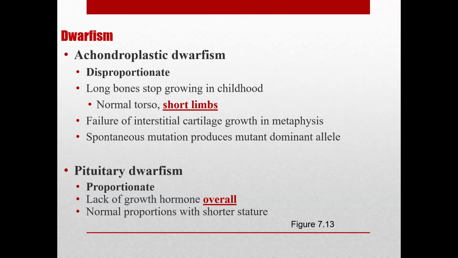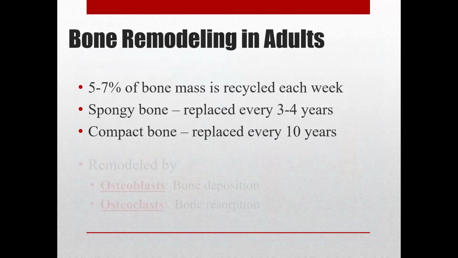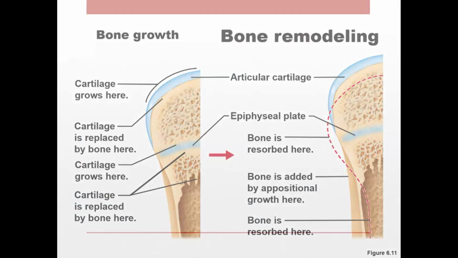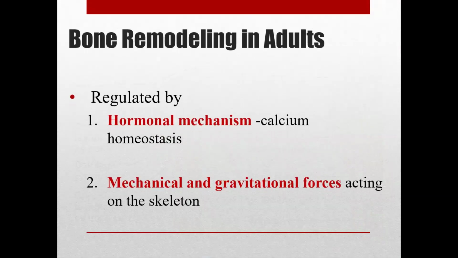The disorders we're going to worry about are osteoporosis, osteomalacia, and some fractures. So that's going to be our focus. We can skip this for now. Just know you'll hear about that in A&P 2 with growth hormone. That's just all review stuff.